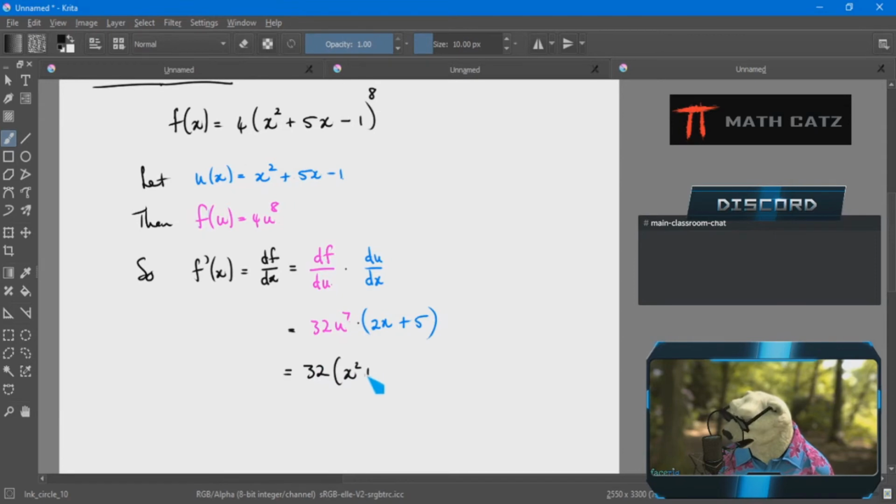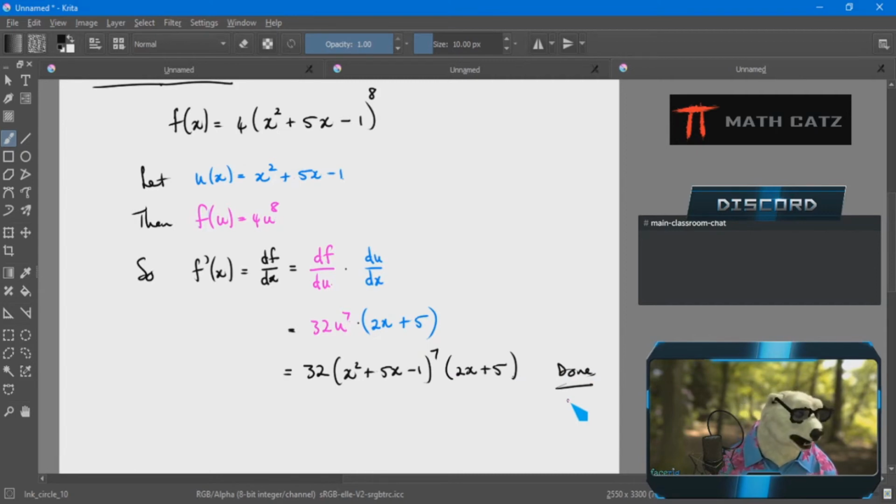It's x squared plus 5x minus 1 to the 7, and I still have the other bracket, and I'm done. Done. If you feel you need to simplify that, that's on you. That is not on me. I have no need to simplify that. I will simplify if I have a need to.